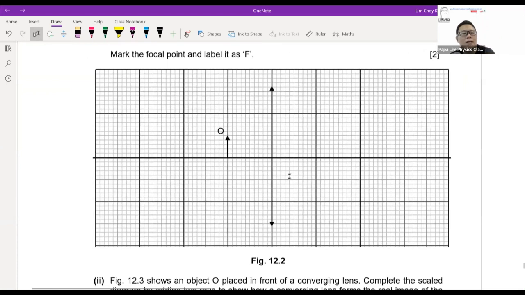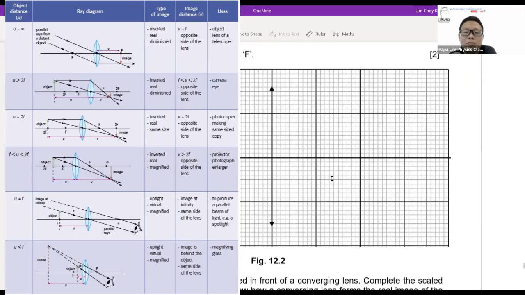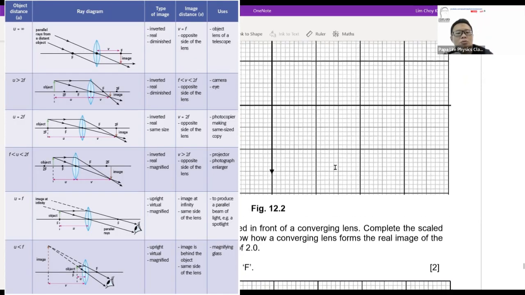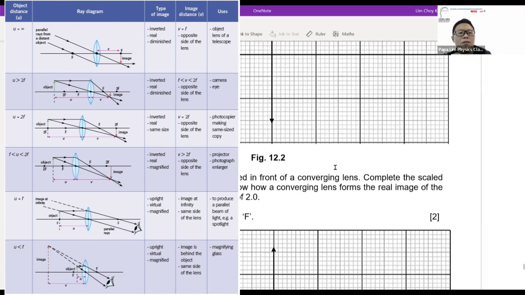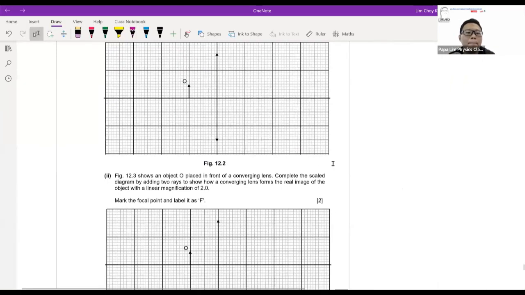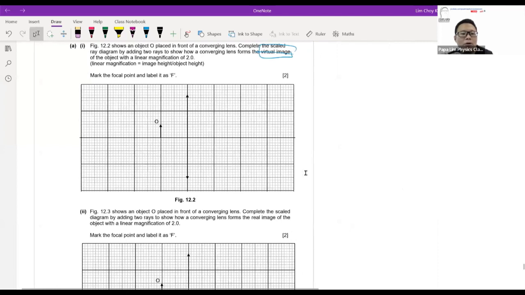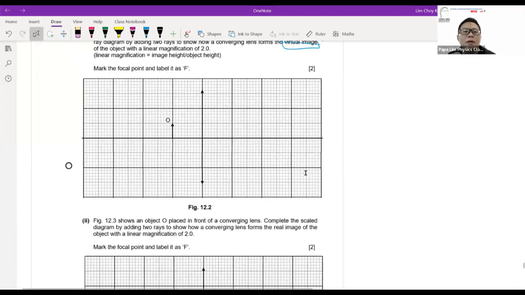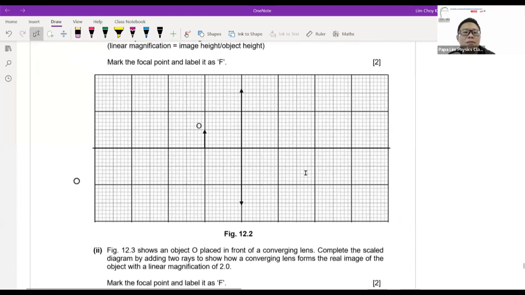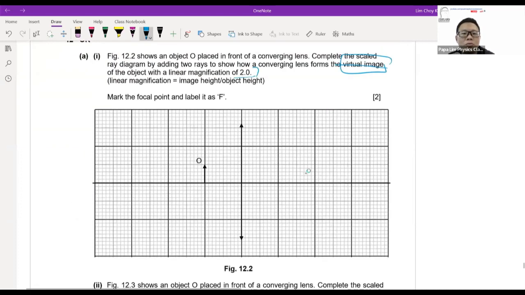Okay, so if you have done your revision and you are well versed with the ray drawing diagrams, the 6 scenarios, you'll find that 12A and 12B are actually quite doable. So that's why I will not say it's difficult. It's actually quite standard. The only thing students have to take note of is that there are some parts where you need to use rulers. We need to draw with precision.